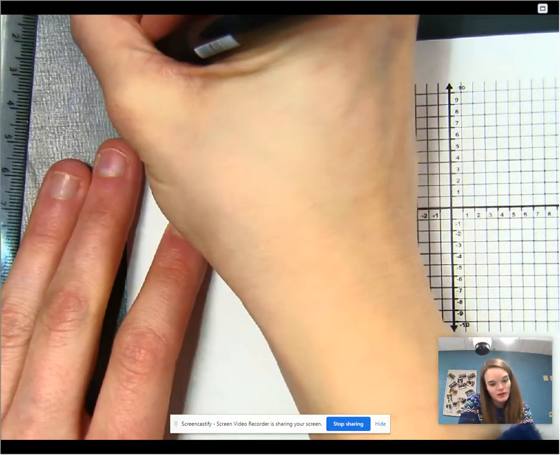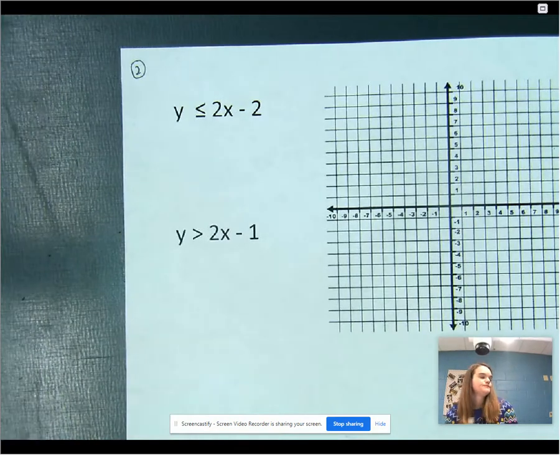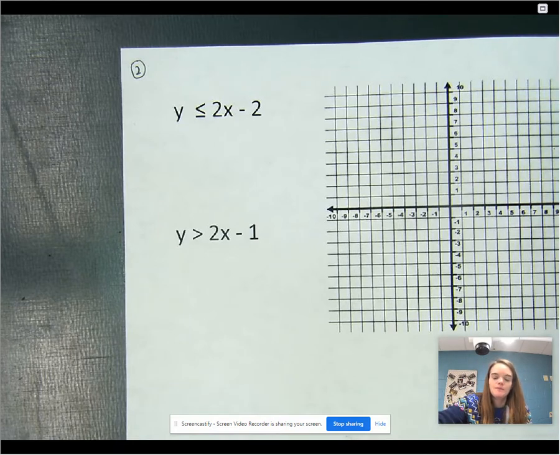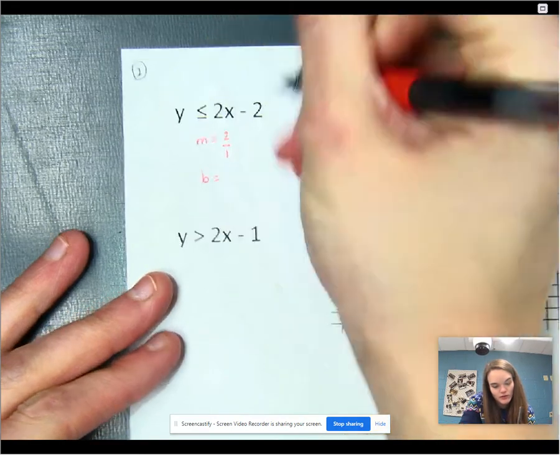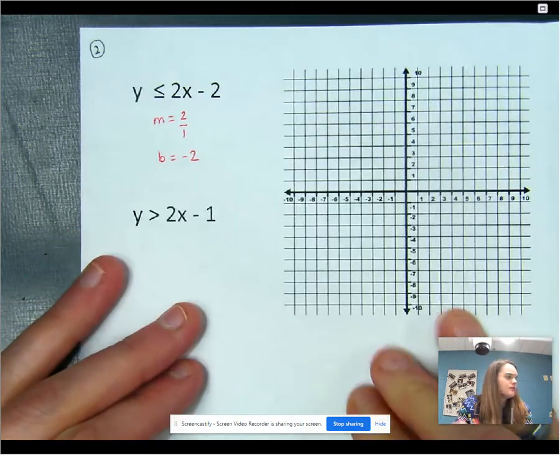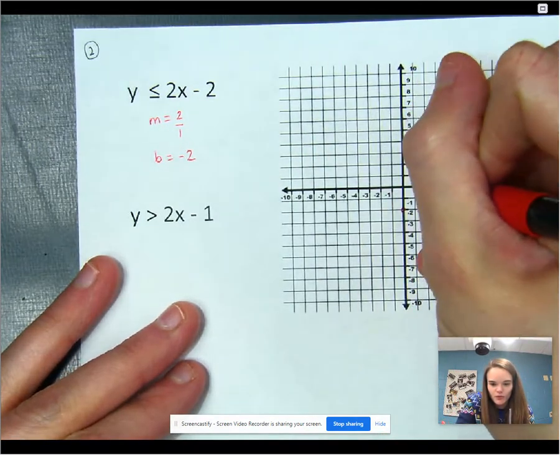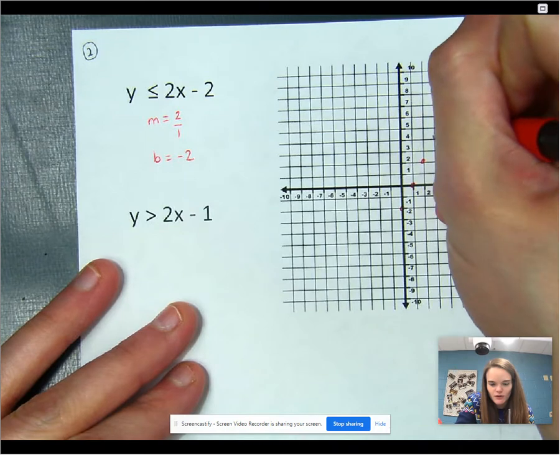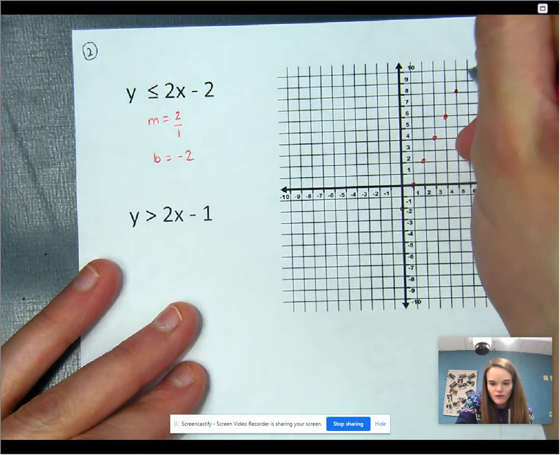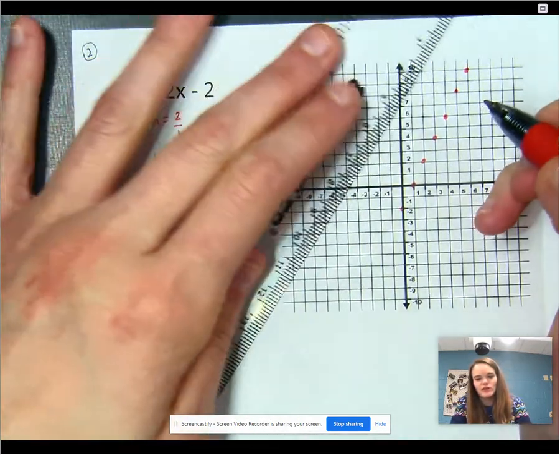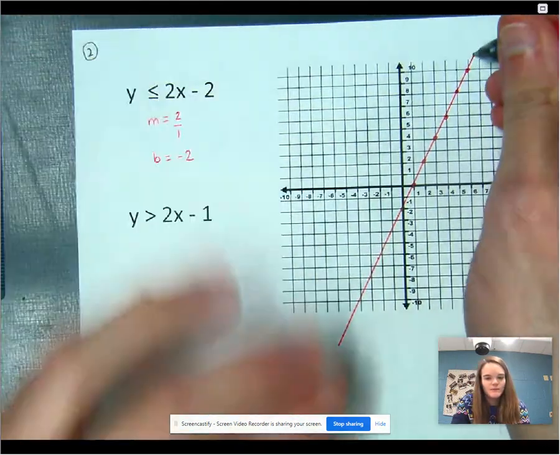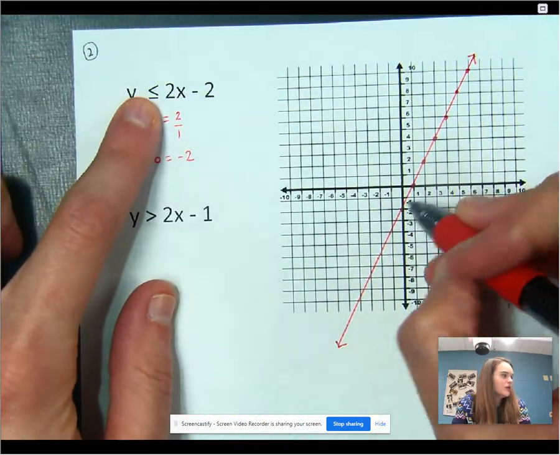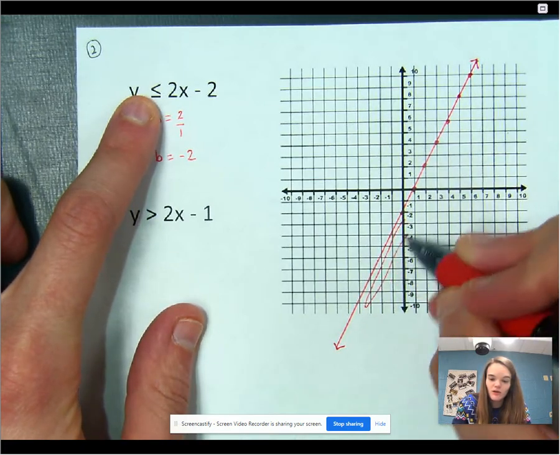Number 2. Thankfully, everything in here is solved for y already. Number 2. The slope is 2 over 1. The y-intercept is -2. So -2, up 2 over 1 until you run out of room. It has a line underneath it, so it is a solid line. It is less than, so go to the y-intercept and shade below.